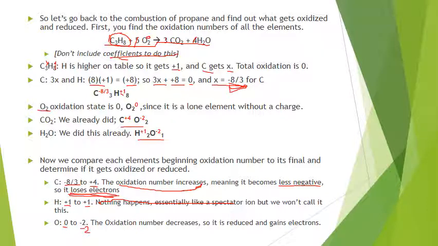That means it gets more negative, and to get more negative it gains electrons, and we call that reduced. So from this analysis of oxidation numbers, we can figure out that oxygen gets reduced, the carbon gets oxidized, and for the hydrogen, we say nothing happens. And that's an important concept in all of what we're talking about. Essentially, what makes chemistry in our course is oxidation reduction.